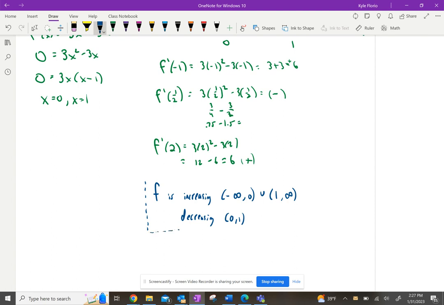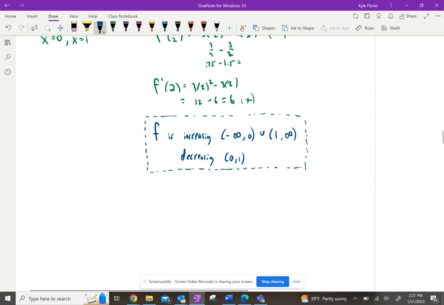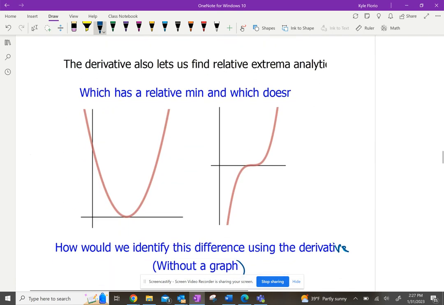So that is what I'm looking for when I say where is the function increasing and decreasing. Okay. All right. Not only can I find out when the function is increasing or decreasing, but I can also find out where the relative extrema are.